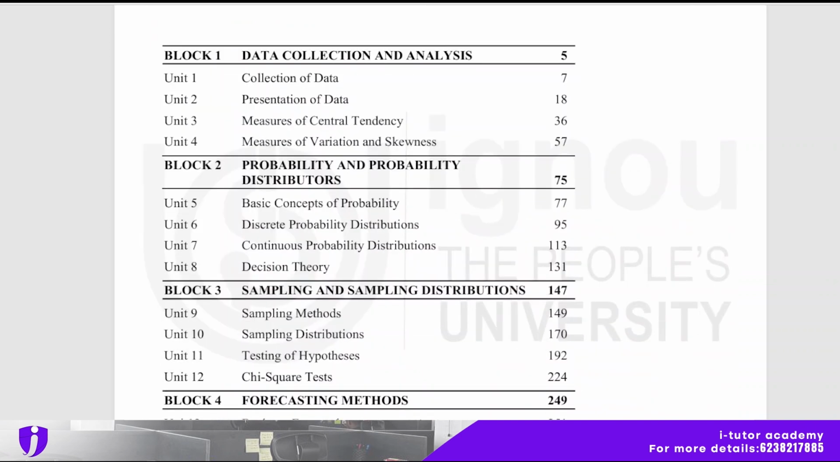Block 1 is Data Collection and Analysis. Under block 1, units 1, 2, 3 and 4 are there. Unit 1 is collection of data. Unit 2 is presentation of data. Unit 3 is measures of central tendency. Unit 4 is measures of variation and skewness.